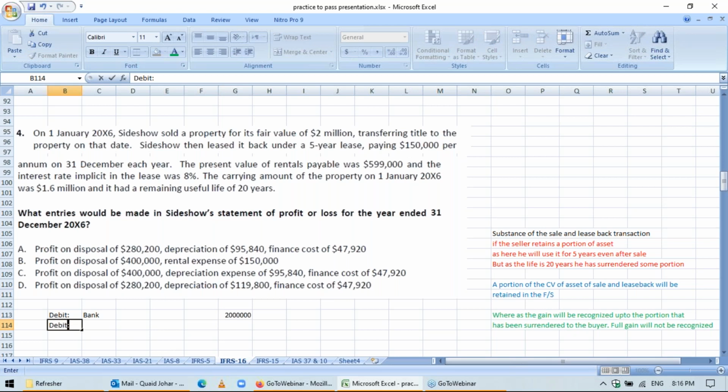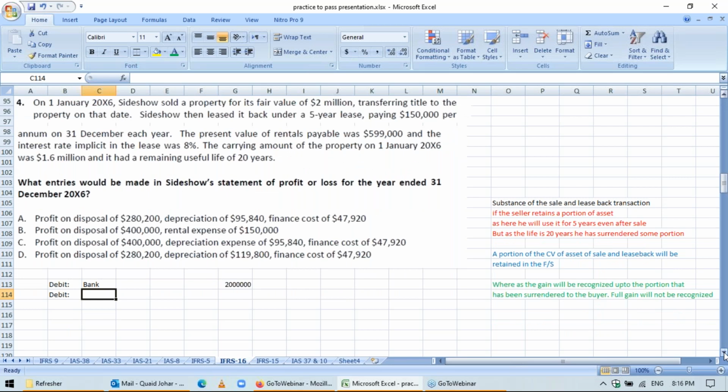Second, they retain a portion of the asset. What they do, they have retained a portion, like you can read in the red, if the seller retains a portion of asset, which he does. So he has sold the asset, but he will be using the asset for further 5 years. So he retains a portion of the asset, but not all, right? So the life is 20 years, but he'll be using for 5 years. So what happens is that he has to show some carrying value of the property, plant, equipment still in the financial statements.